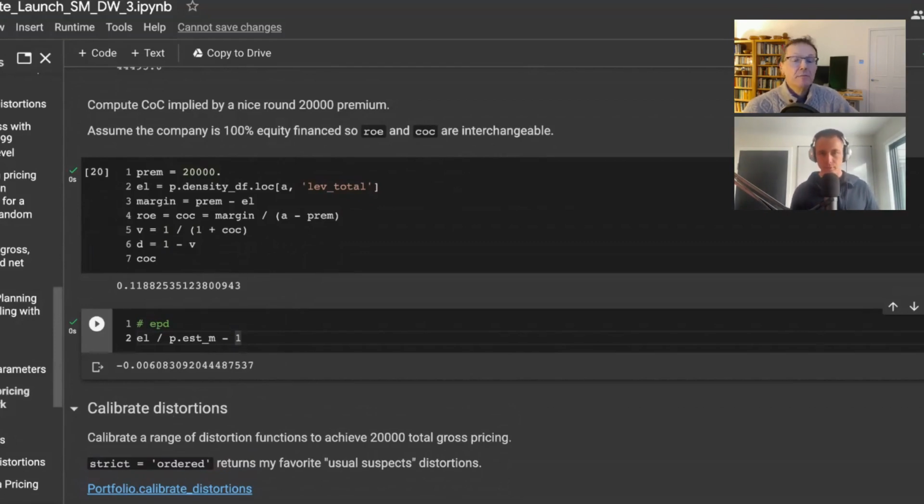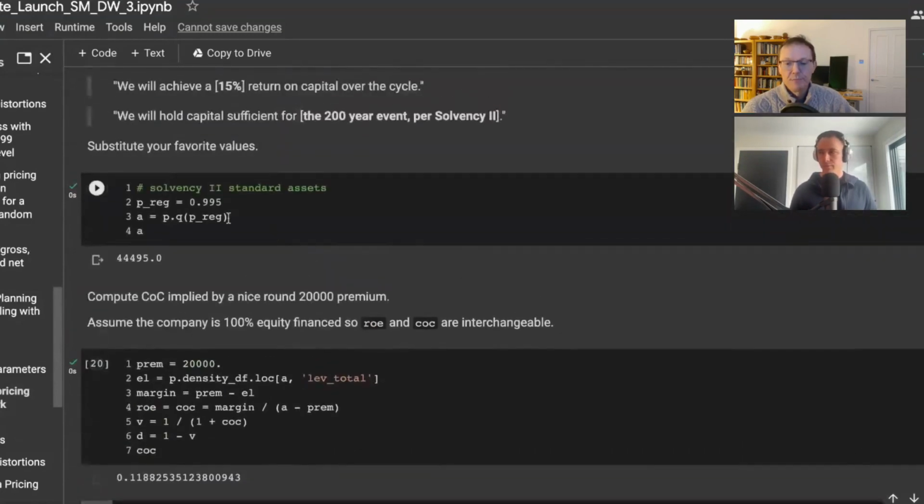Okay, let's do this cell. I have a question going back here, but I want to know what this is first. This is just our expected policyholder deficit. Because our EL is with losses limited at our 99.5 capital, and PS is our actual mean losses, the difference is a 0.6 of a percentage point haircut because we've got limited assets. So this is the consequence of the 99.5. Yes.